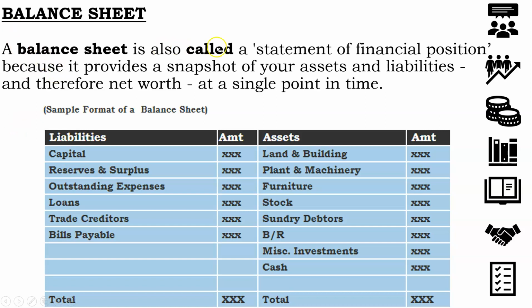A balance sheet is also called a statement of financial position. Financial position, why? Because finance means cash position, you could say, or what our net worth is, because it provides a snapshot of your assets and liabilities, and therefore net worth at a single point of time. Whenever we look at the balance sheet of the company, it gives us a true and fair view of the position of the company at that point of time.